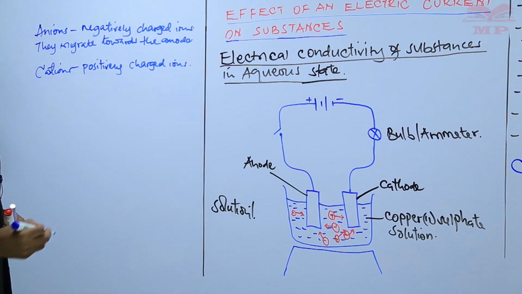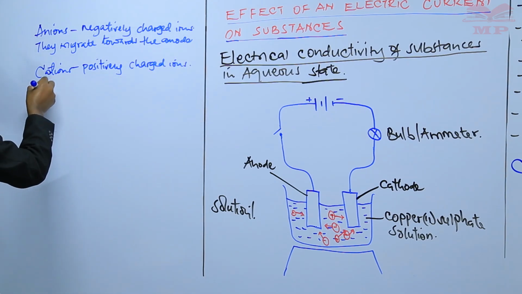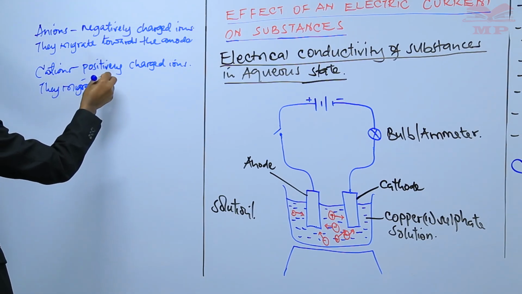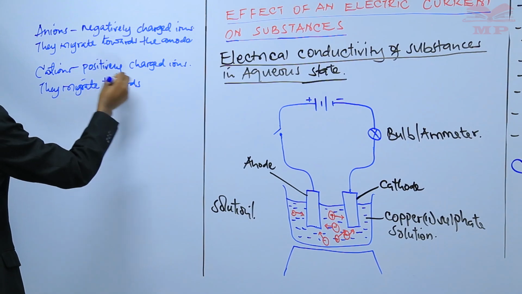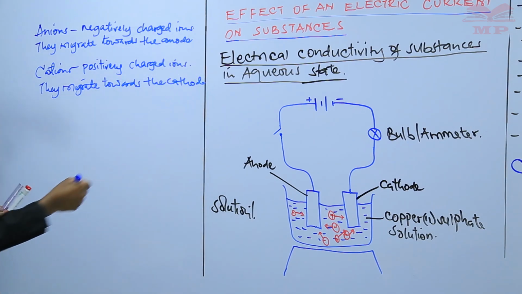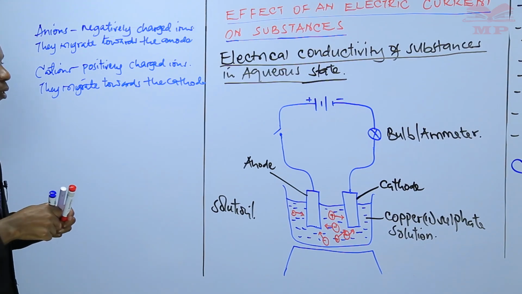Then the positively charged ions migrate towards the cathode. They migrate towards the cathode.